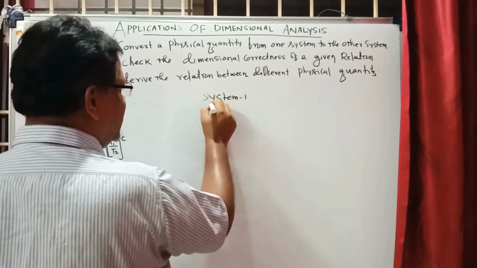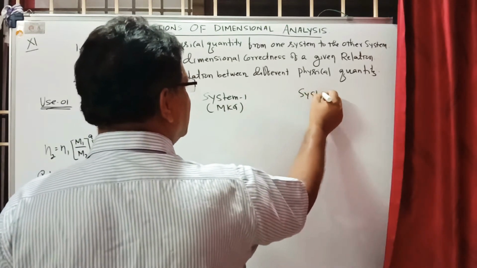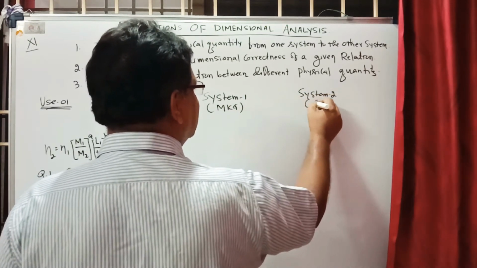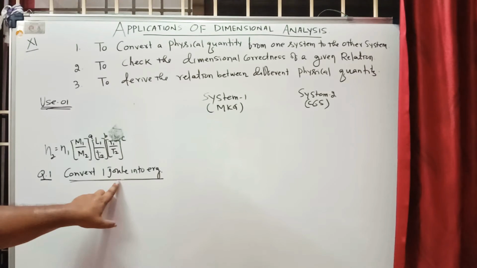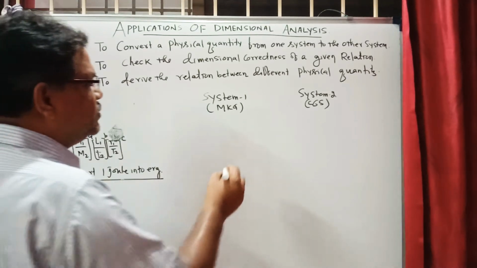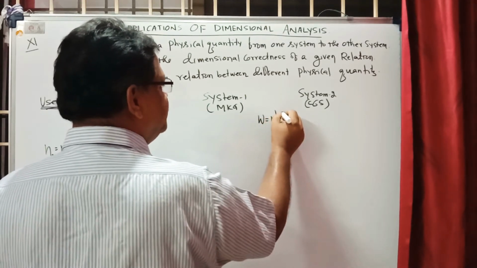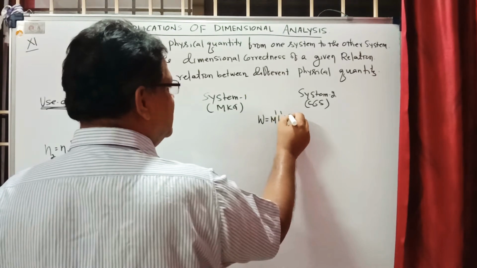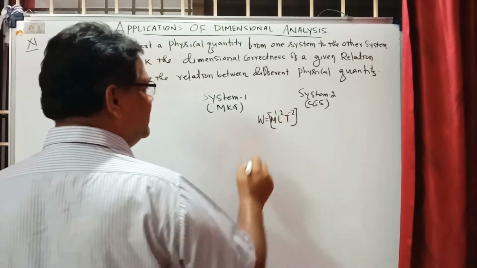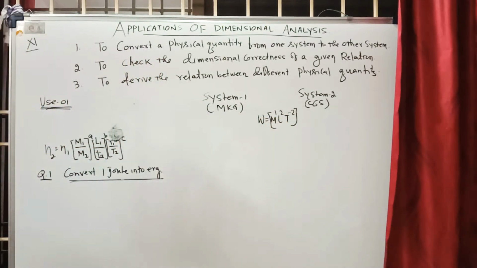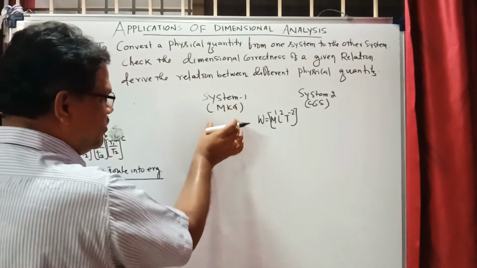System 1 is the MK system, which is given, and system 2 is the CGS system. The physical quantity is work, so I am writing work as the physical quantity. Work equals m1 l2 t to the power minus 2, sorry, M L squared T to the power minus 2. That is the work, and you are finding it here in system number 1.